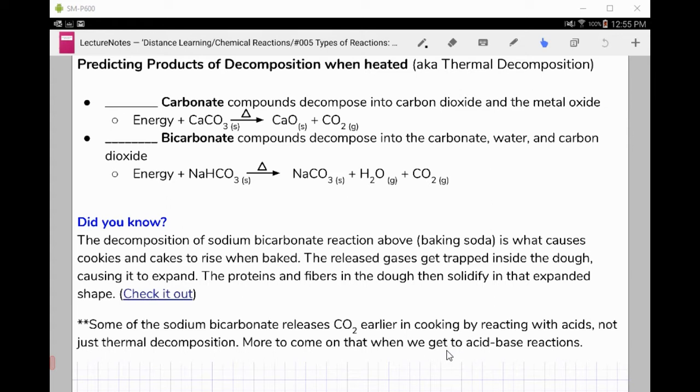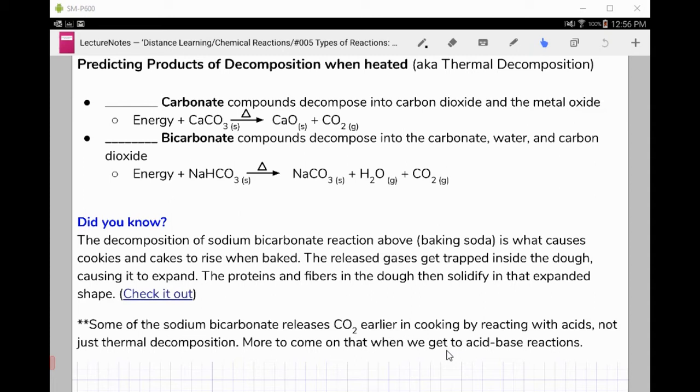But for example, when we have a carbonate compound, it's always going to decompose into carbon dioxide. And then what's left over is just the metal and the oxide. So in the example there we have this calcium carbonate. When that's heated up, it will evolve or emit carbon dioxide gas and leave behind just the calcium oxide.